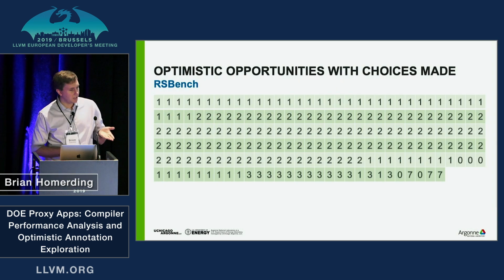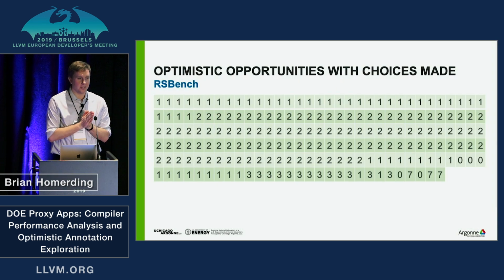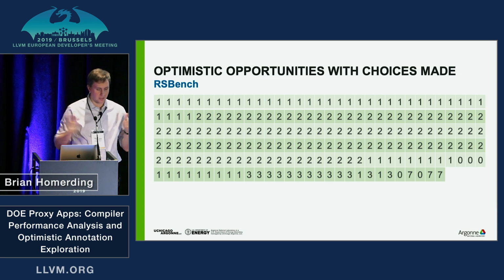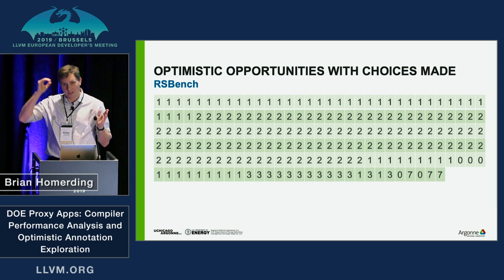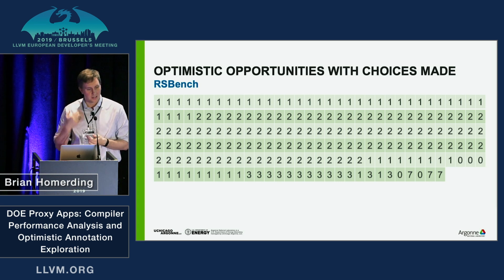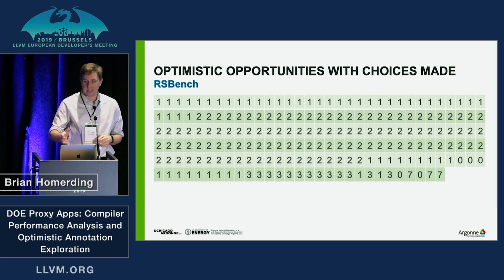Here we're looking at RSBench, which is our first one that saw a nice speedup. These are the total choices, the long list of everything that we made and the values that we chose for them. So we make a bunch of noalias choices, some readnone choices. It's a little hard to see here, but the basic idea is stepping forward.